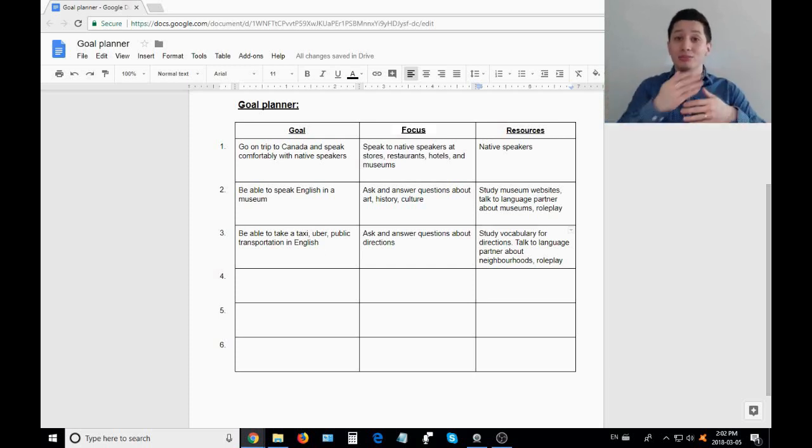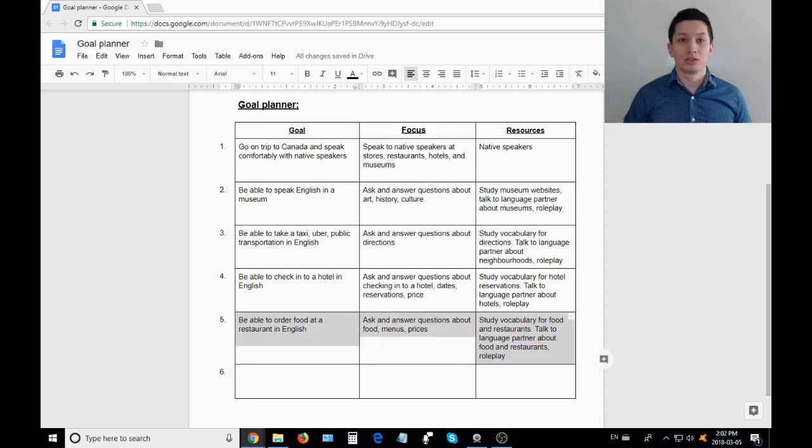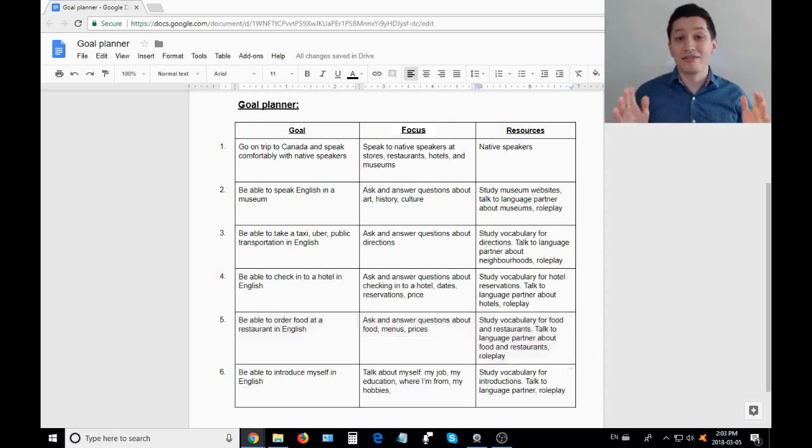I continue to move back from my goals, from checking into a hotel, to ordering food in a restaurant, until I arrive at a very basic goal, which is to introduce myself in English. Once I have a clear idea of what my goals are, I can use these goals on my study plan. And I can also use the ideas I have as resources to help me choose my activities on my study plan.